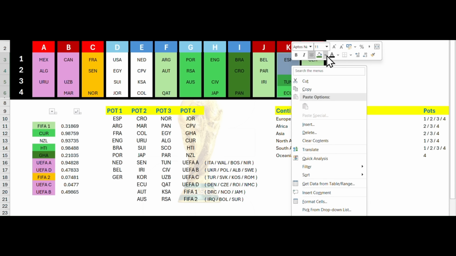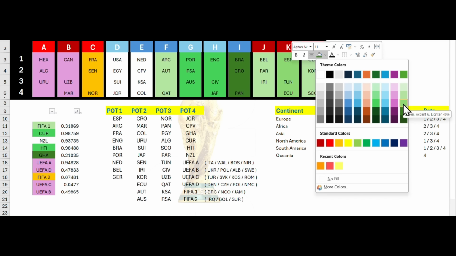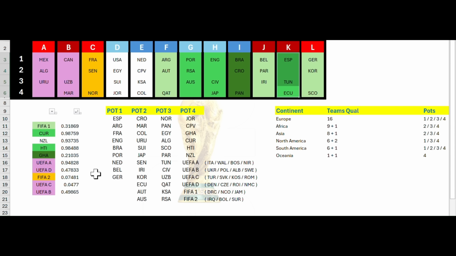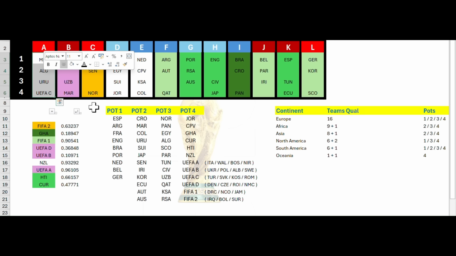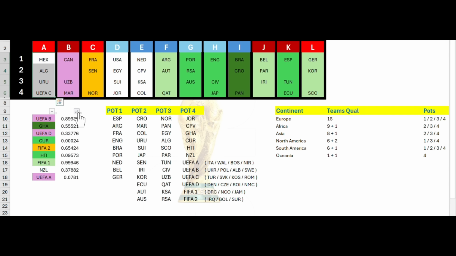I'll just tidy up these groups now that Jordan are gone. So there's our first UEFA playoff winner drawn. So they will go into Mexico's group. That's going to be either Turkey, Slovakia, Kosovo, or Romania. UEFA B will be Canada's first opponent.